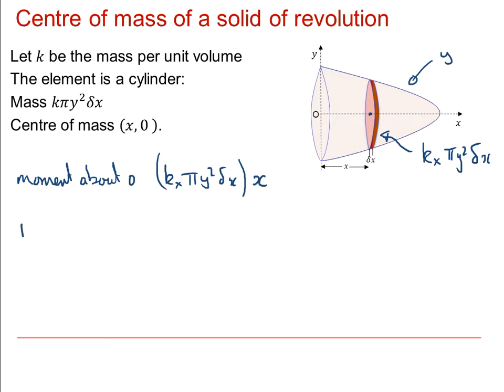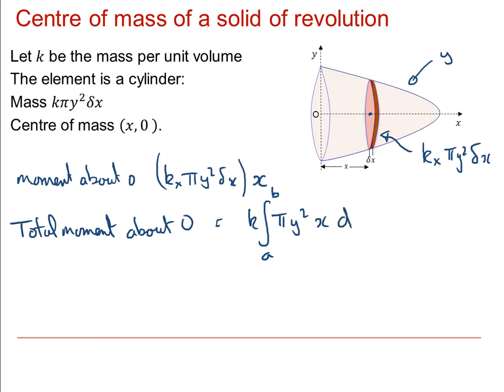So therefore the total moment of the object we can calculate by summing all of those possible elements, which as delta x approaches 0 becomes an integral. So the total moment about the origin will be equal to an integral. That will be in general from a to b, depending on the limits that we're looking at the object, and we have then k times pi y squared x dx.